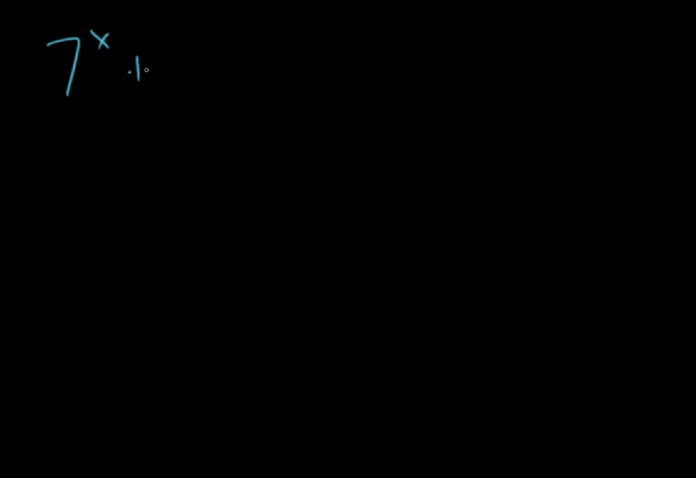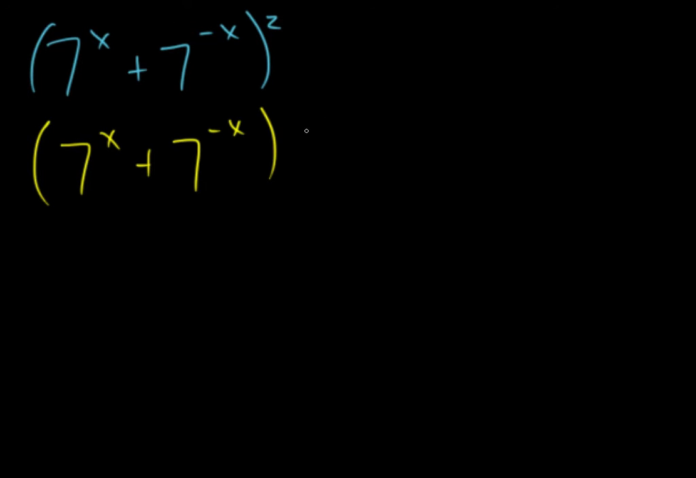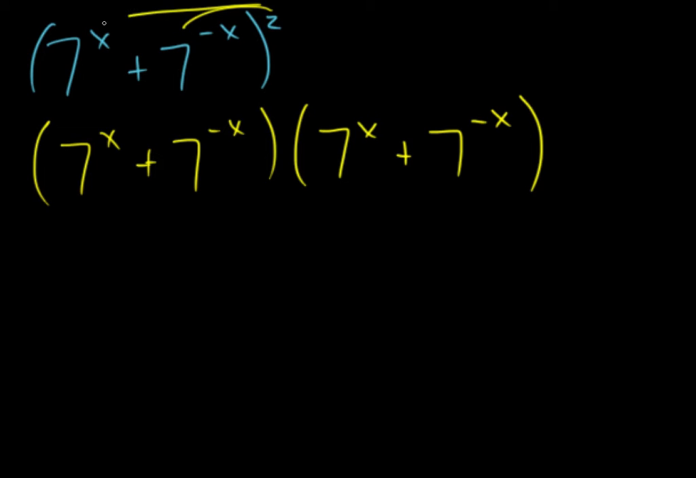Now we have 7 to the x plus 7 to the negative x, quantity squared. When we square something, we want to make sure that we write it as something times by itself. It's a common mistake to try to distribute the square right there. That's not the correct way to do it, so don't do it that way.